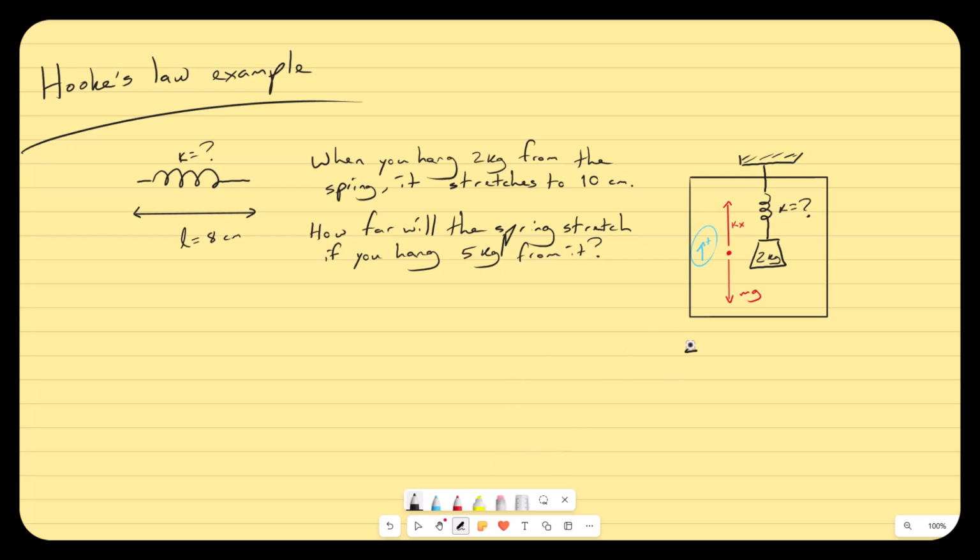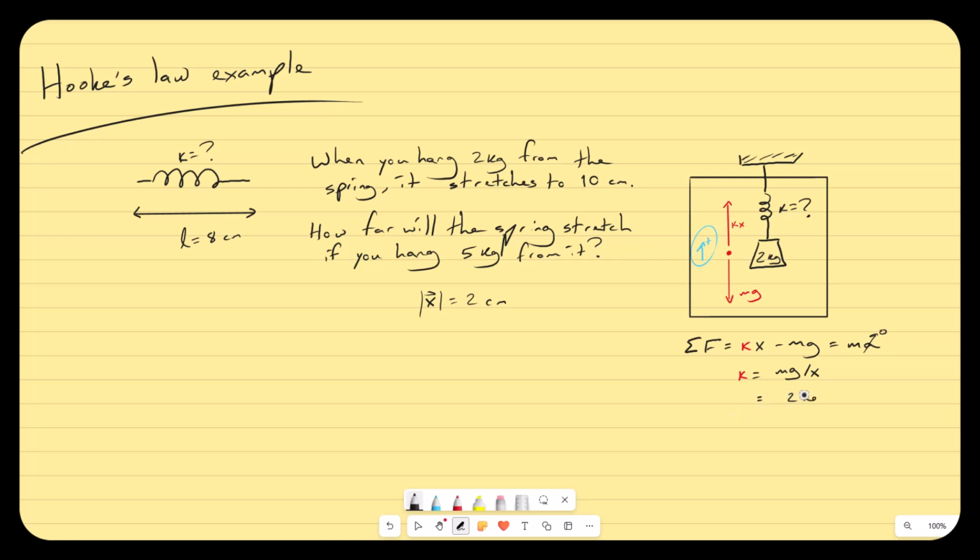When I write my sum of forces equation, I'm going to get k times x minus mg equals mass times acceleration, which is going to be 0. So I can solve. I get k equals mg over x. This thing has a natural length of 8 centimeters. And when I hang this 2 kilogram mass from it, it stretches to 10 centimeters, which means my x is going to be 2 centimeters. I'm stretching 2 centimeters from equilibrium.